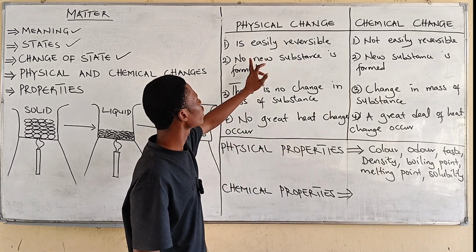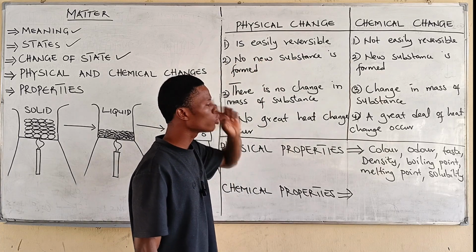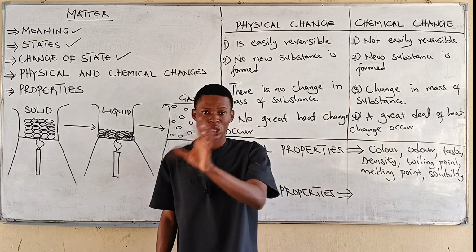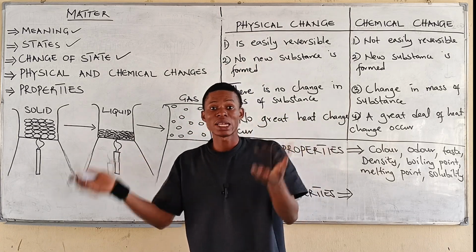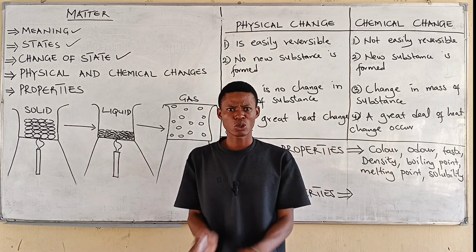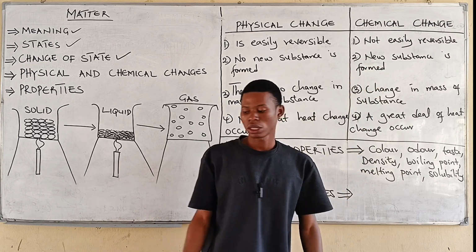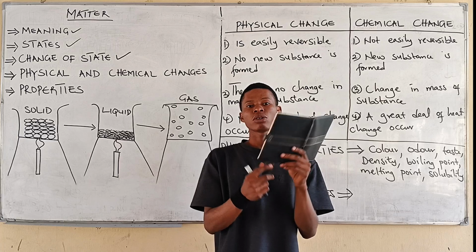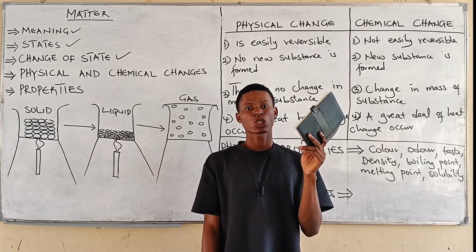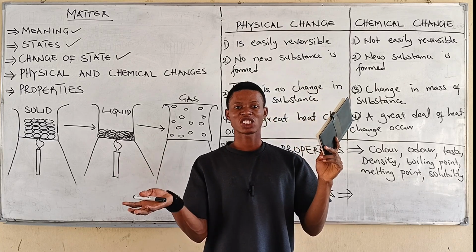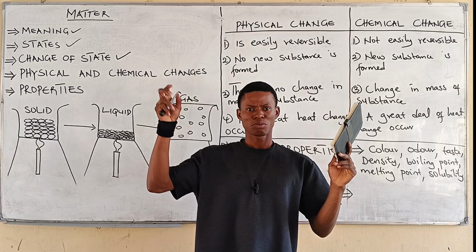Two, in physical change there is no new substance formed. Ice to water, water is still water, ice is still water. Do you understand? So there is no new substance formed. But in chemical change, new substances are formed. Still on our example, if I burn this book, the new substances formed will be what? Ash, gases. You see?